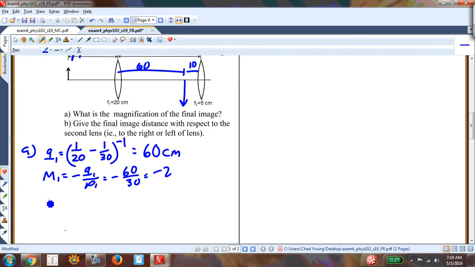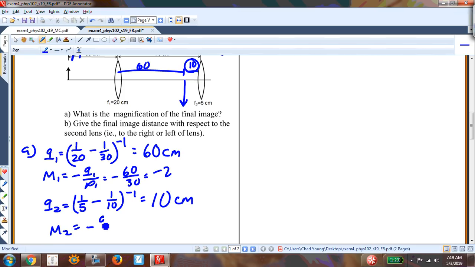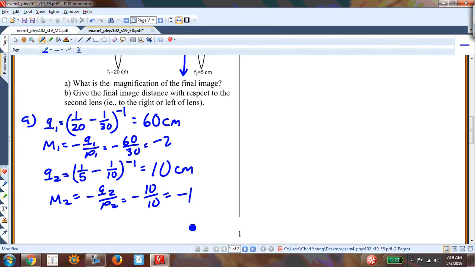Now, I find Q2 is going to be 1 over F2, that's 1 over 5, minus 1 over P2, that's 1 over 10. So this is my P2 to the negative 1. That's 2 over 10 minus 1 over 10. That's 10 centimeters. And then M2 is going to be negative Q2 over P2, which is negative 10 over 10. So it's negative 1. And then the total magnification is going to be M1 times M2, which is negative 2 times negative 1, or just 2. So that's the answer.